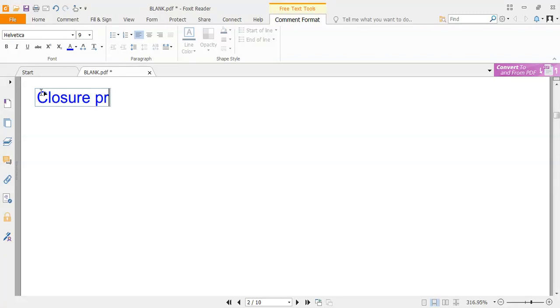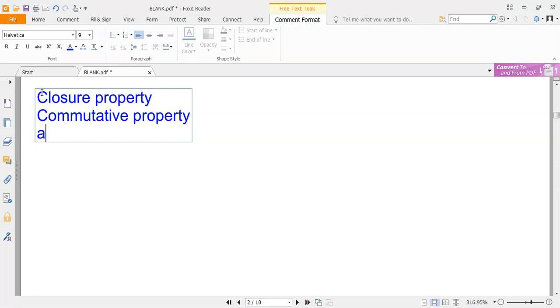So, we'll be talking about the closure property. We'll be discussing these properties for both addition and multiplication. So the first thing that we'll be discussing today is the closure property. The next will be the commutative property. So let me just write that down, commutative property. And the final property that we'll be discussing today is the associative property. So that's the associative property.